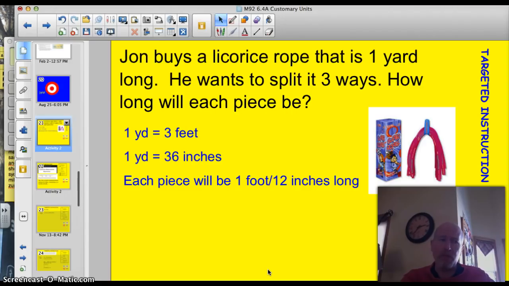Well, there's a couple of different ways to solve that using what we know about customary units of measure. We know that 1 yard is 3 feet, so each child is going to get 1 foot of licorice. We also know that 1 yard is 36 inches, so each piece will be 12 inches long. You could divide it up that way. 1 foot and 12 inches are exactly the same, so it doesn't really matter which answer you would say.